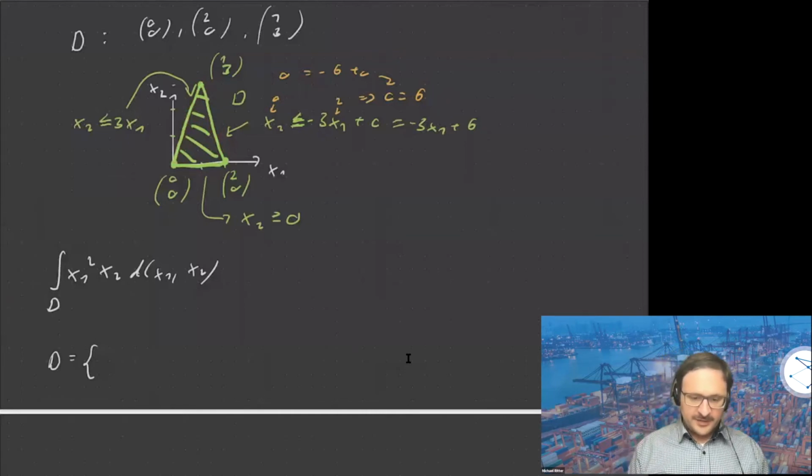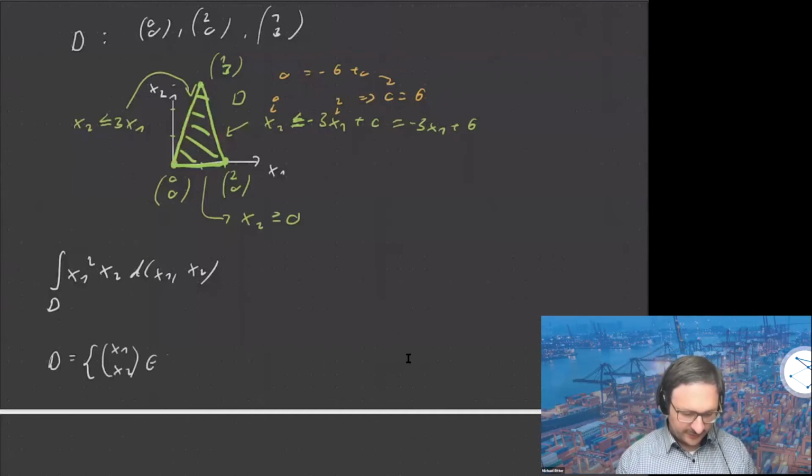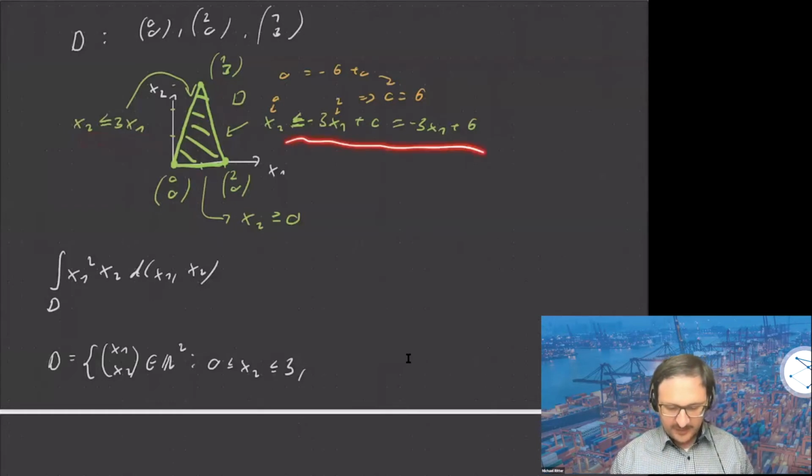Okay, so we describe D as a normal domain. That means D consists of all points (x1, x2) in the plane, where I said we start with x2, and we bound that by constants. So x2 is bounded by the constants 0 from below and 3 from above. And then what about the x1 bounds? Well, we have these inequalities here, and here. We just have to reformulate those a little.